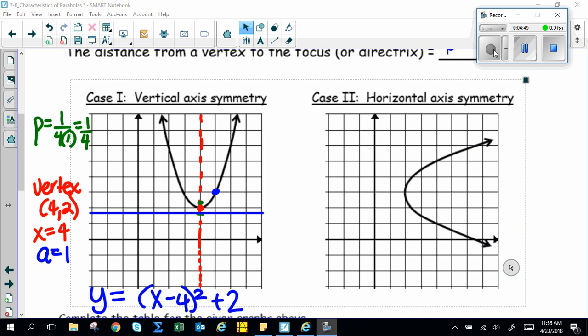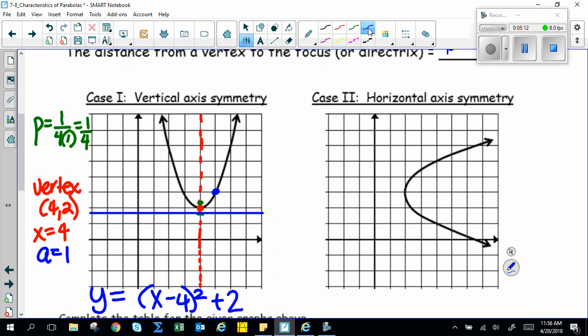All right, so I have 1/4 of the unit down from, what is my y value right here? What's my y value in the vertex? 2. So if I am a fourth of the unit down from that, what's the y value of my directrix? 1 3/4. Okay, so that is the equation of this, y equals 1 3/4. That's the equation of my horizontal line.